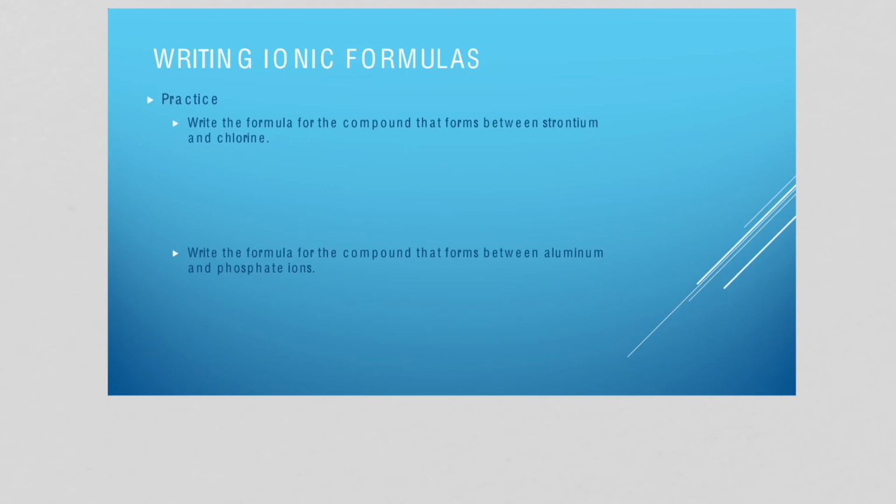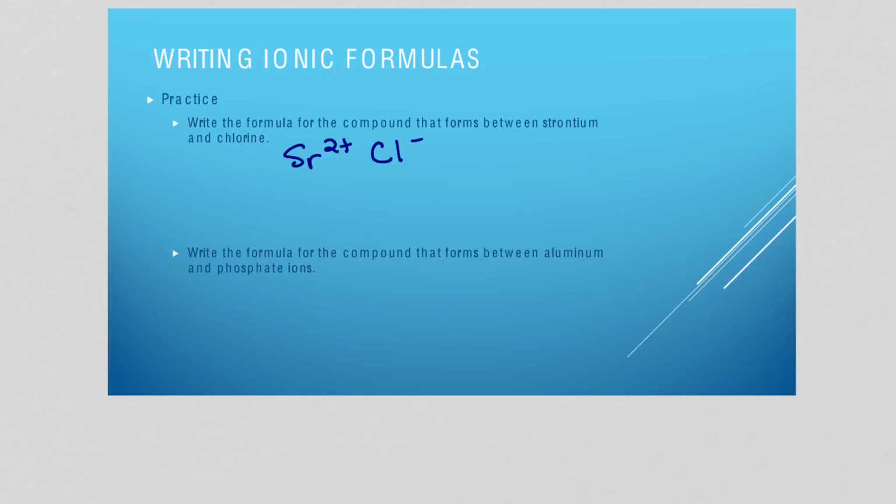So let's close out this section with a little bit of practice. The first one is: write the formula for the compound that forms between strontium and chlorine. So in your process of learning these things, we need to become familiar with these elements. Strontium, if we look on the periodic table, is in group 2. So we know strontium, being in group 2, is going to form a 2+ charge, the symbol Sr. And we know that chlorine, being a halogen, is going to form a -1 charge.